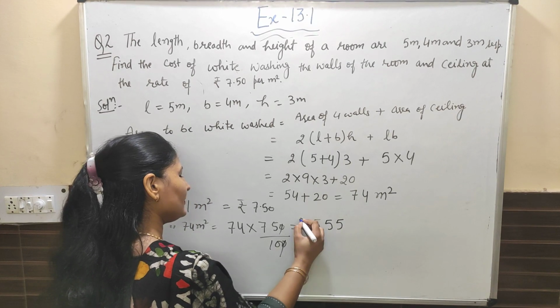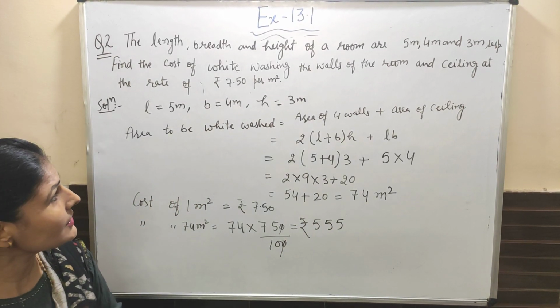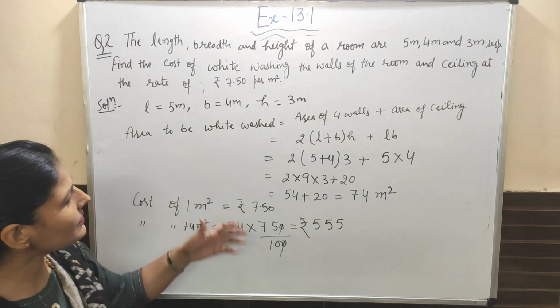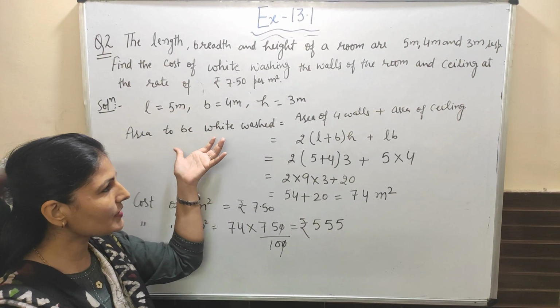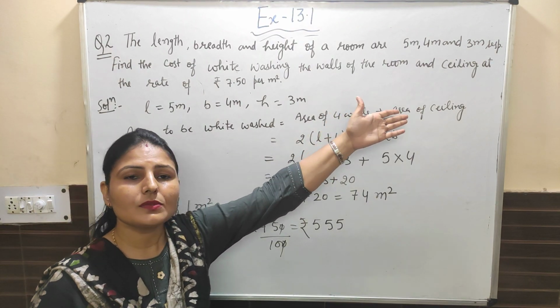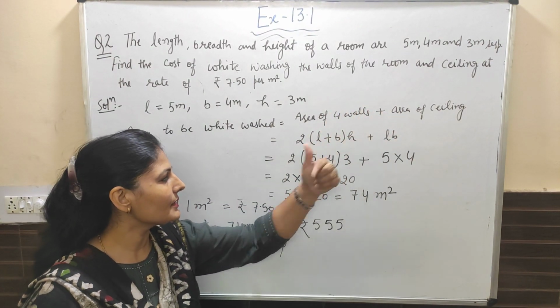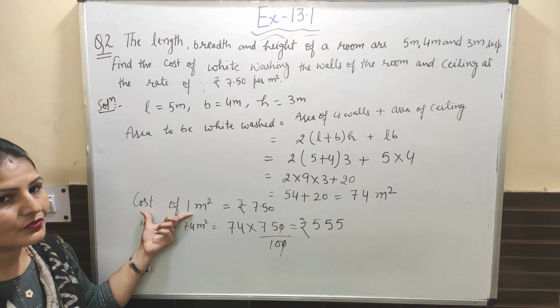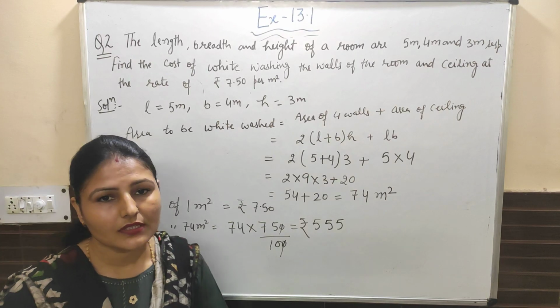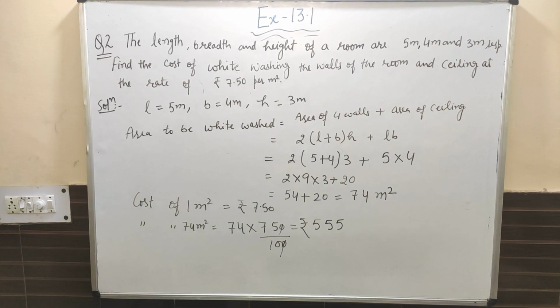Okay, this is our second question. In this question again we have to find the area to be whitewashed. This is the same again: area of 4 walls plus area of ceiling. The formula will be the same. Then we calculate it, and again we have to find the cost of whitewashing this area.